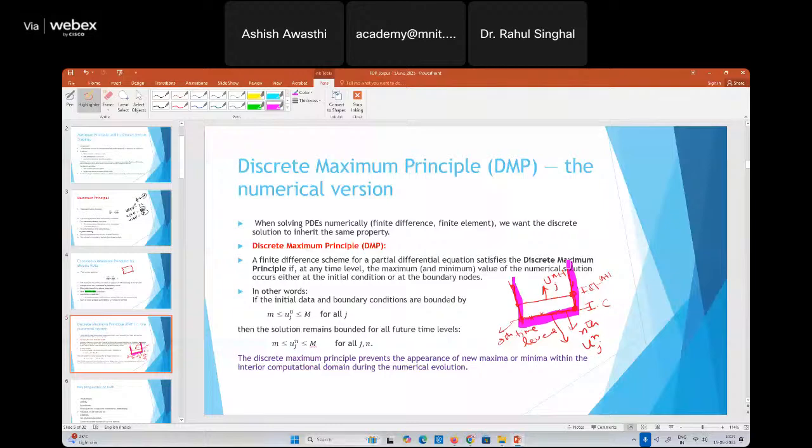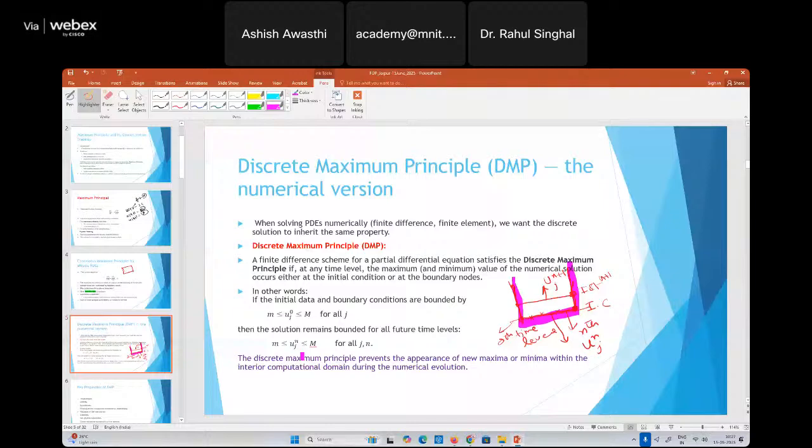So the maximum principle is a very interesting and helpful tool to analyze certain properties of the solutions. One of them is boundedness, and it will help us ensure stability. Nowadays we are using the maximum principle as a tool to ensure stability. So you see the key property of the DMP: it will help us ensure stability.